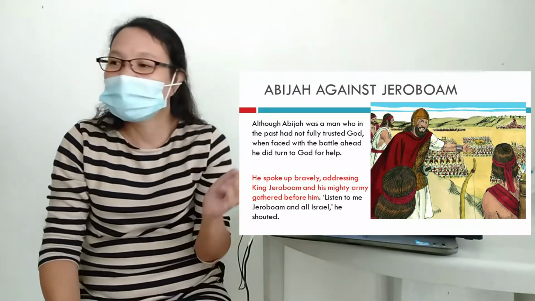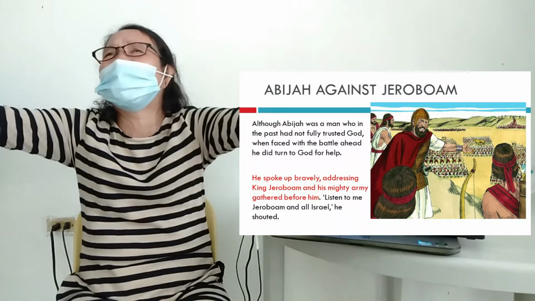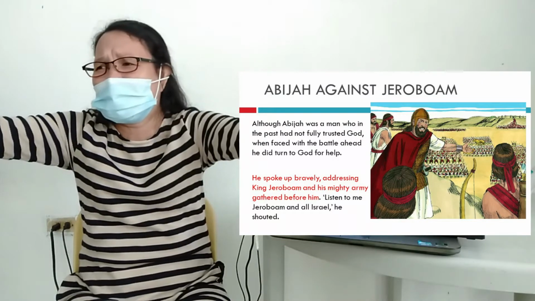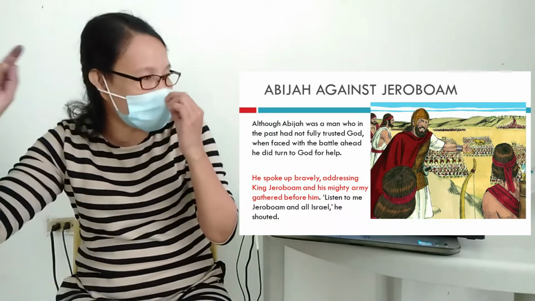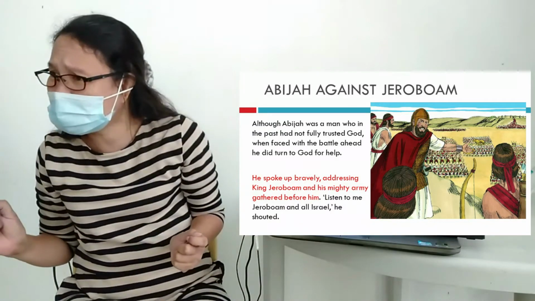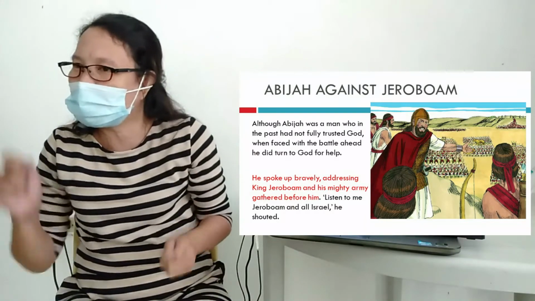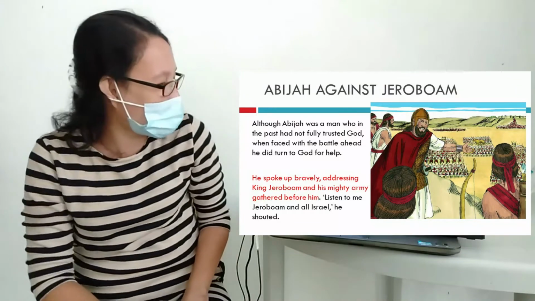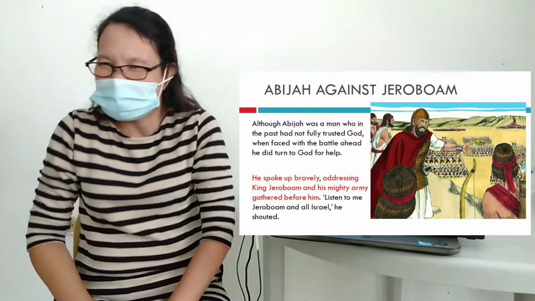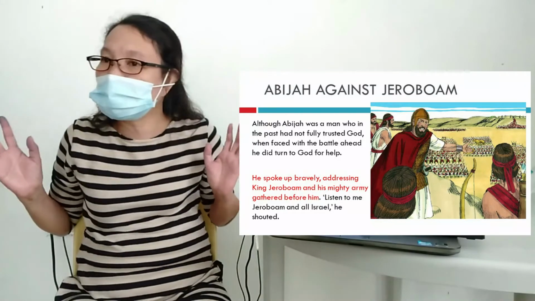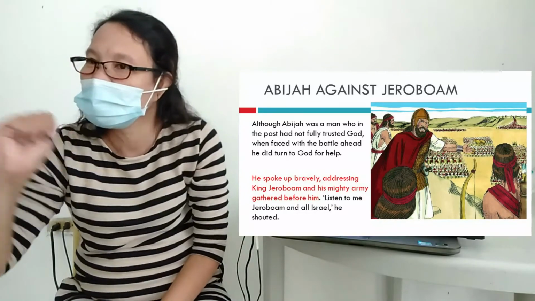It happened. Abijah asked the Lord for help. Lord, help me. There are so many armies. Oh, he asked God for help, because there are so many enemies. So he asked God for help. Alright. He spoke up bravely, addressing King Jeroboam. He stood up and talked to King Jeroboam.